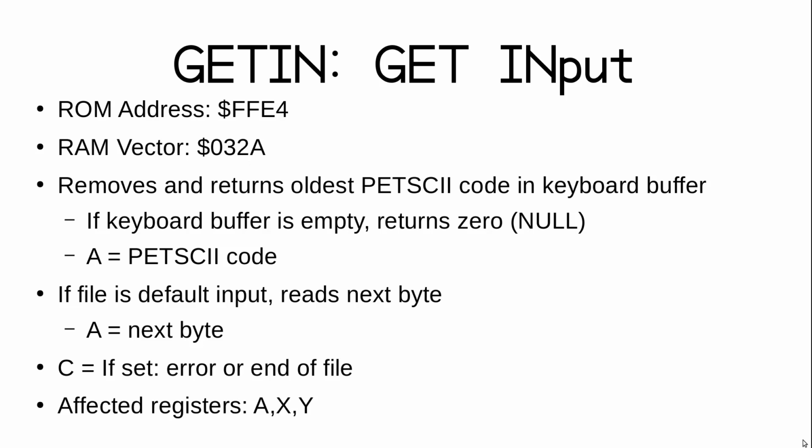Like when CHRIN is getting input from a file, GETIN returns immediately with the oldest code in the keyboard buffer and puts it in the accumulator. If the buffer is empty, it returns 0. GETIN can also work with files that are open as the default input, in which case it works exactly the same as CHRIN, including using the carry bit to indicate any errors or the end of a file.